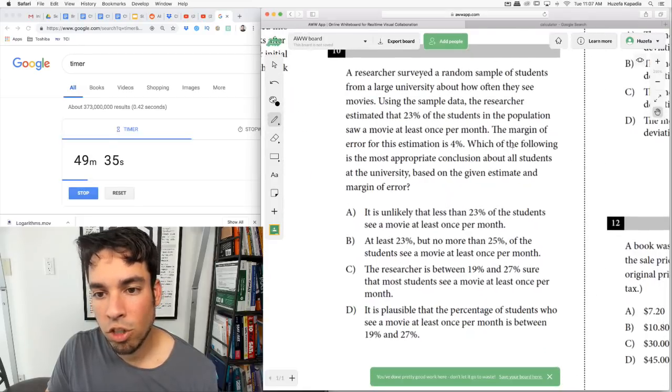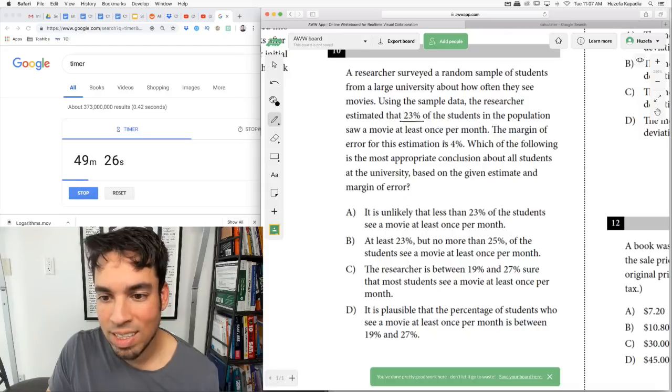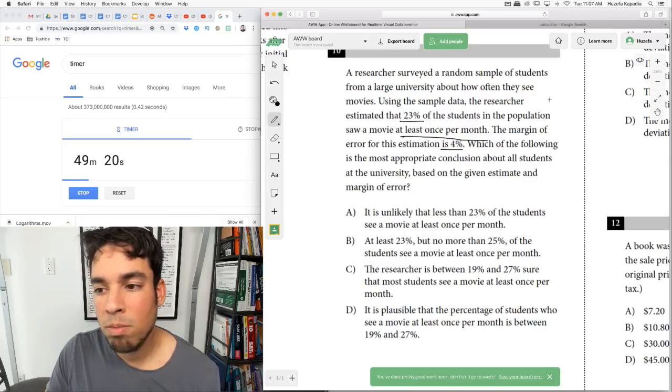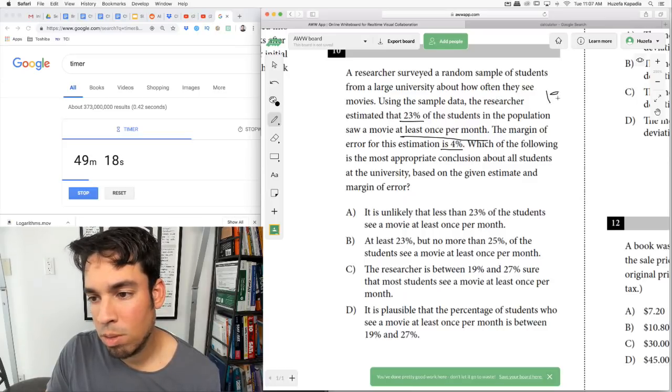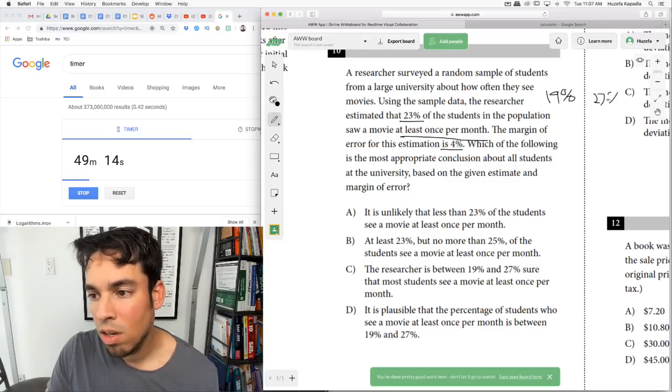A researcher surveyed a random sample of students to see how often they see movies. Using the sample data, the researcher estimated that 23% of the students in the population saw a movie at least once per month. The margin of error is 4%. Which of the following is the most appropriate conclusion? Margin of error means that it could likely be as low as 19%, minus 4, and as high as 27%, we add 4. So this is the real range.